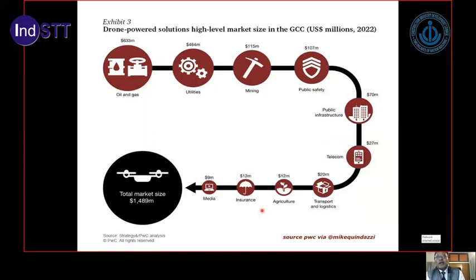Now this is indicating what is the market potential in which areas. So one can see that oil and gas sector, $633 million. In utility sector, $484 million, and so on. Mining activity, public safety, public infrastructure is 70 million. So this is what the total market size is expected in 2022.